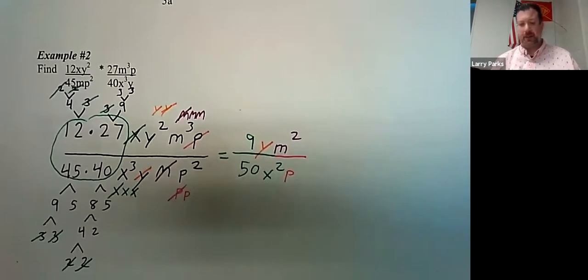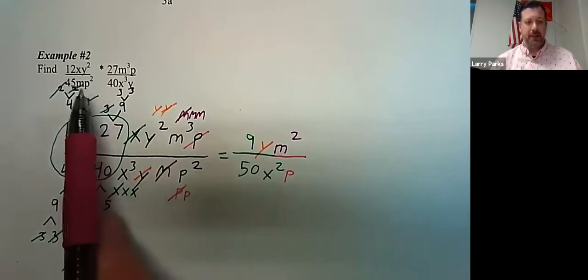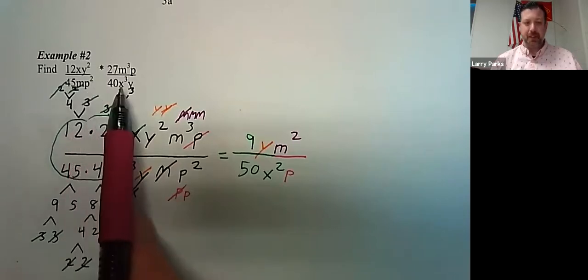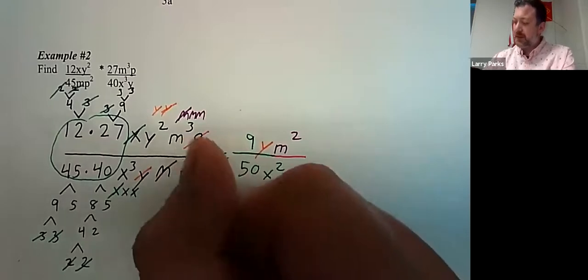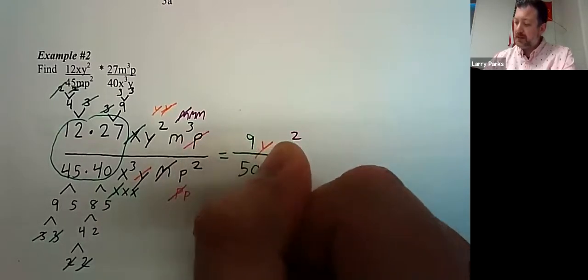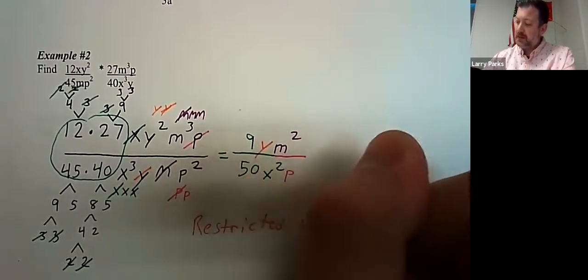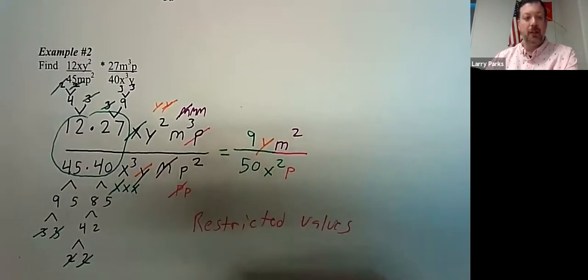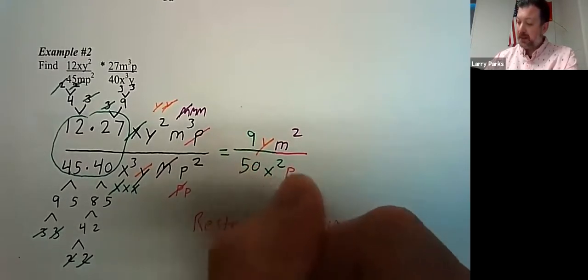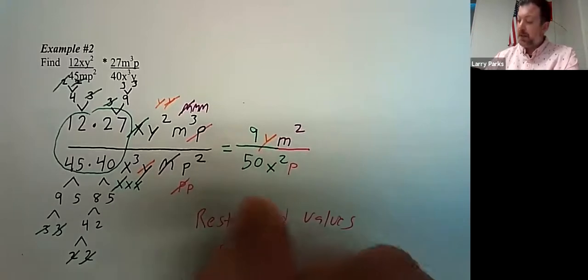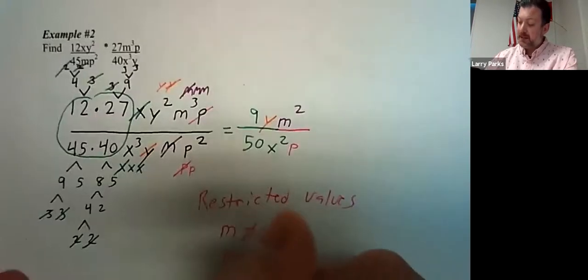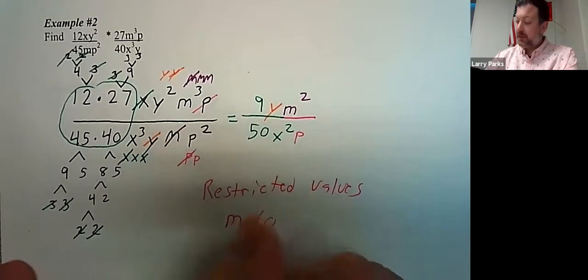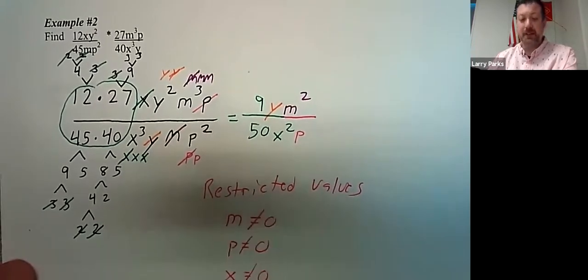Now, what are the restricted values? M cannot be 0. P cannot be 0. X cannot be 0. Y cannot be 0. So my restricted values would be M can't equal 0. P can't equal 0. X can't equal 0. And Y can't equal 0.